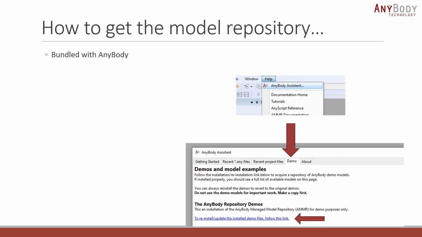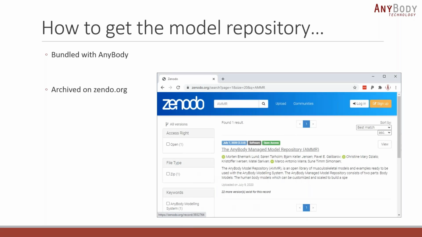If you need to find the model repository and you've installed AnyBody, you can click the AnyBody Assistant, either in the Help menu or the icon on the menu bar. Inside there, you can click the Demo tab, and there is a link so you can extract the model repository. You can also find the model repository archived on Zenodo. Zenodo is a site for hosting data and models online. It's run by researchers at CERN in Switzerland.